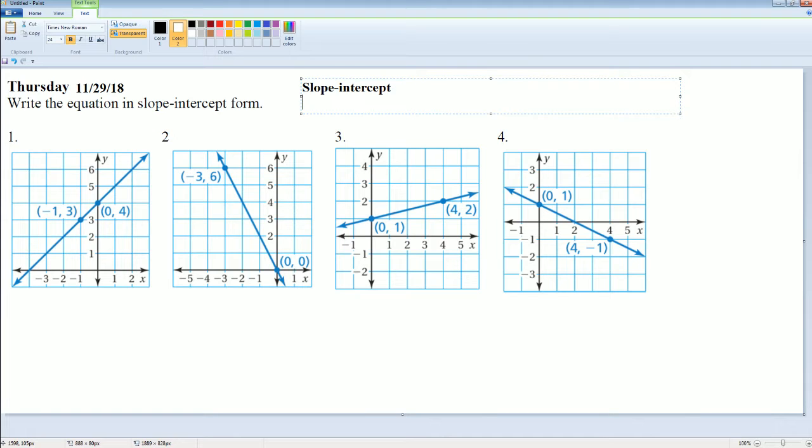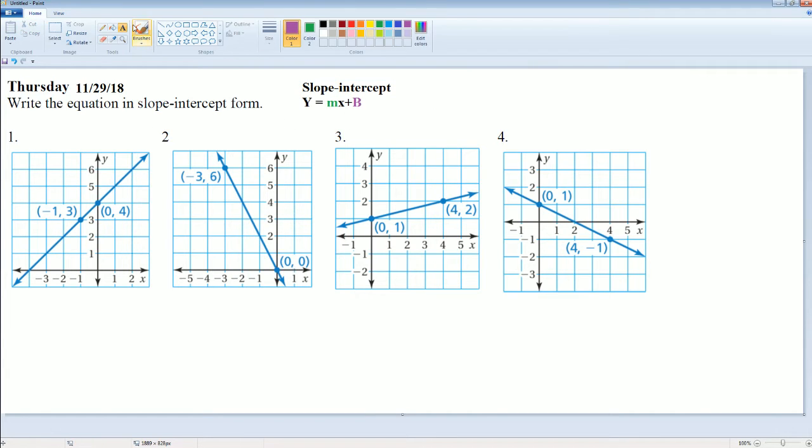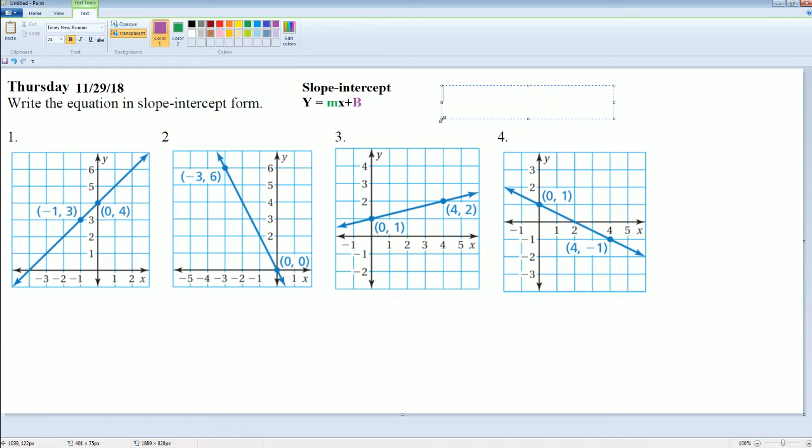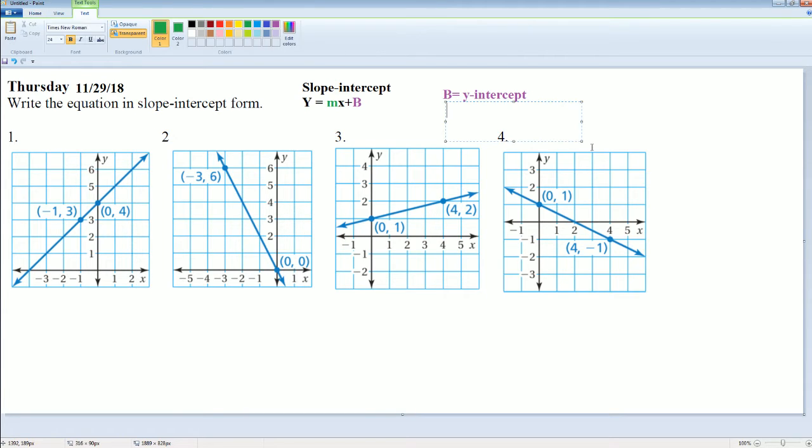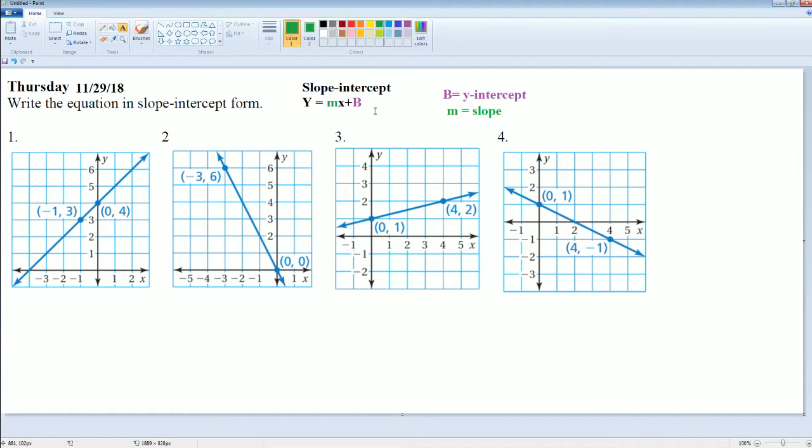Slope-intercept form takes the form y is equal to mx plus b. Okay, where the m stands for the slope, which is in green, and the b stands for the y-intercept, which is always in purple. Let me make a note of that for you. B, it is the y-intercept, and the green m, it is our slope. Alright, so let's do this one.